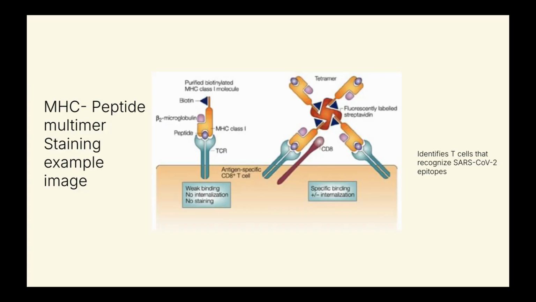MHC multimer staining is a technique used to detect antigen-specific T cells by using complexes of MHC molecules bound to a specific peptide and tagged with a fluorescent label. These multimers bind to T cell receptors, or TCRs, that recognize the presented peptide, allowing researchers to identify and analyze rare T cell populations by flow cytometry.